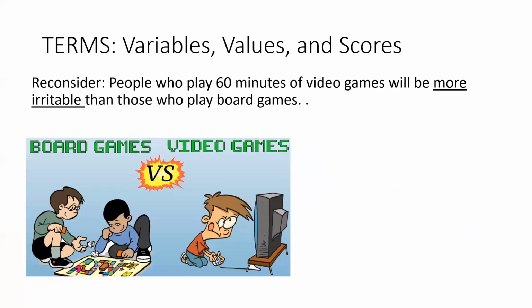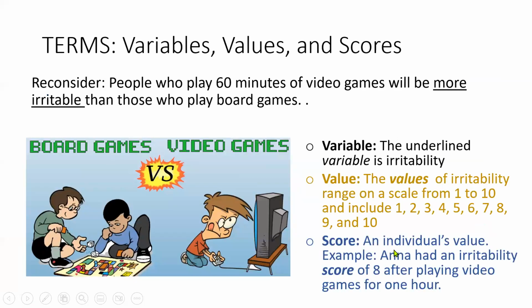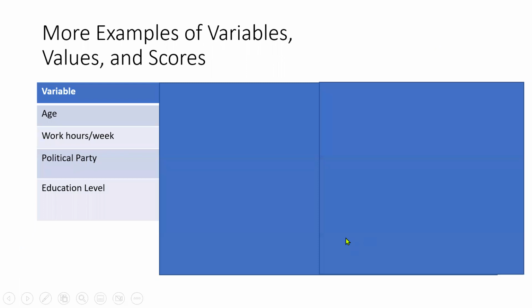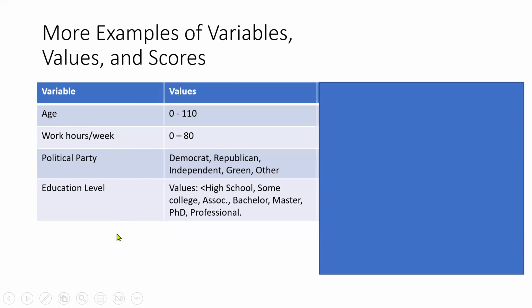And let me turn this back on and do one little bit more with this, and then we're going to take the first quiz. So variable, here's some variables. Age, work hours per week, political party, and education level. And the values might look something like this. Age could be anywhere from 0 to 110.